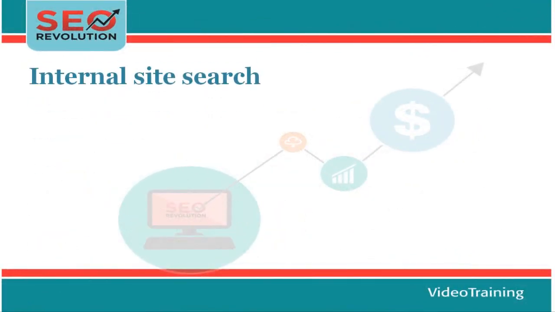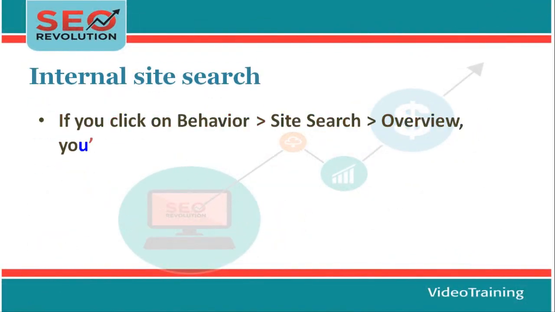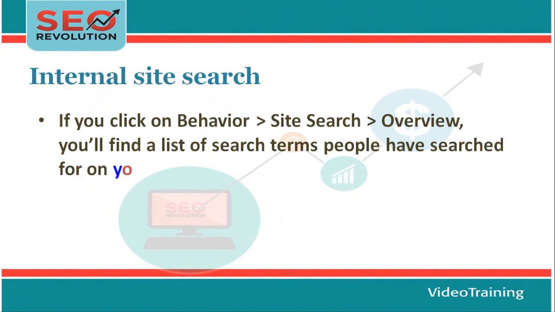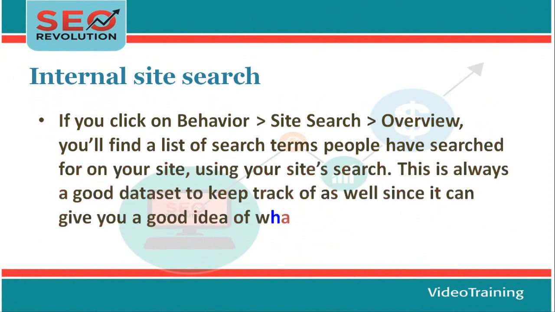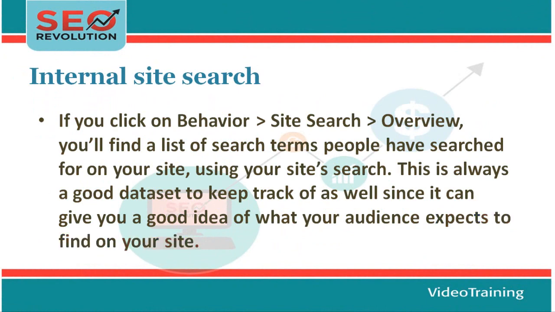Internal site search. If you click on Behavior, Site Search, Overview, you will find a list of search terms people have searched for on your site using your site search. This is always a good data set to keep track of as well, since it can give you a good idea of what your audience expects to find on your site.